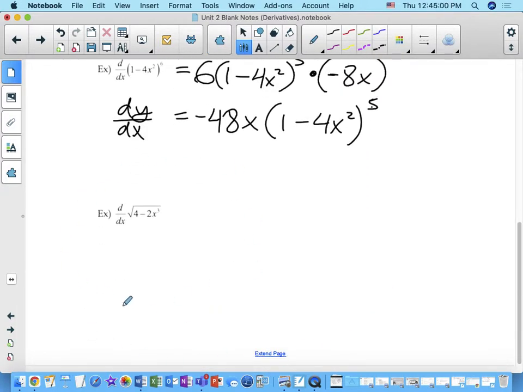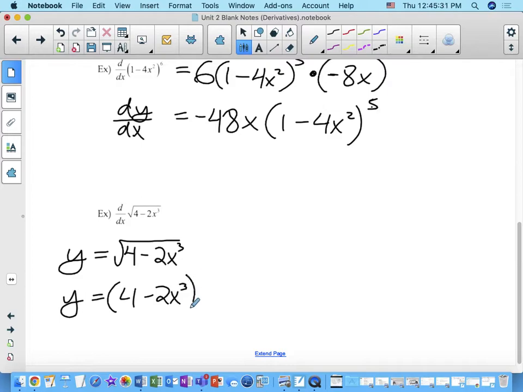Okay, so here's another one where we have this function. We have to come up with, well, what is the composite function for this function? What's the outer function? What's the inner function? Okay, and so this is d by dx of the square root of 4 minus 2x cubed. So the original function is y equals the square root of 4 minus 2x cubed. Okay, that can be written as 4 minus 2x cubed to the 1/2.